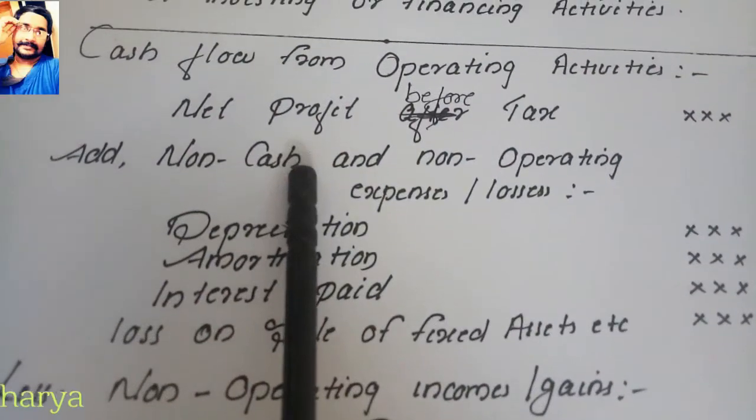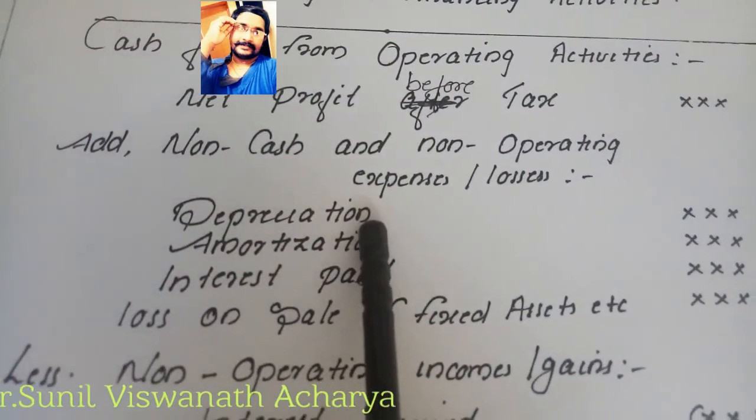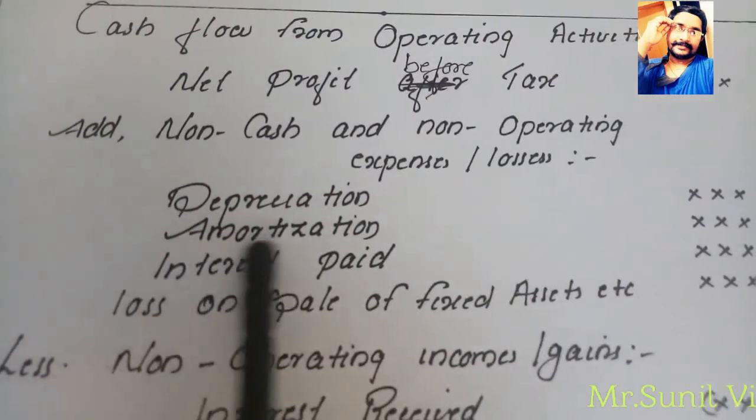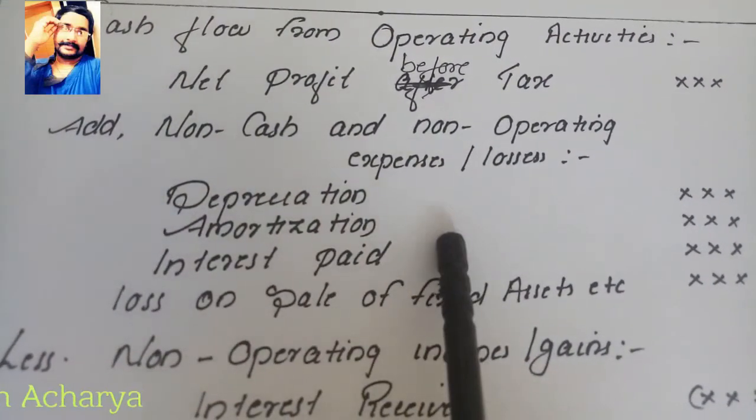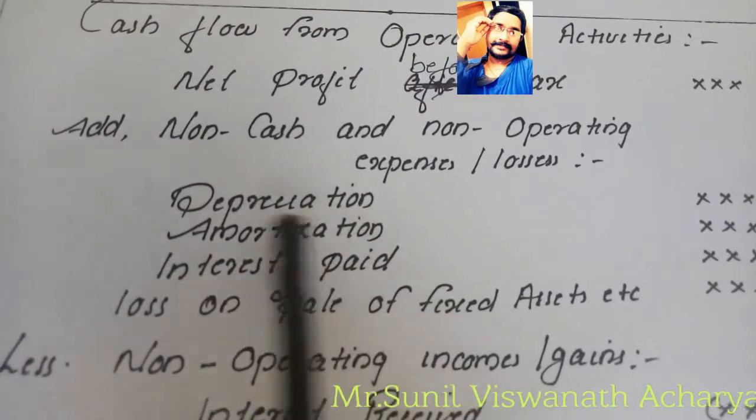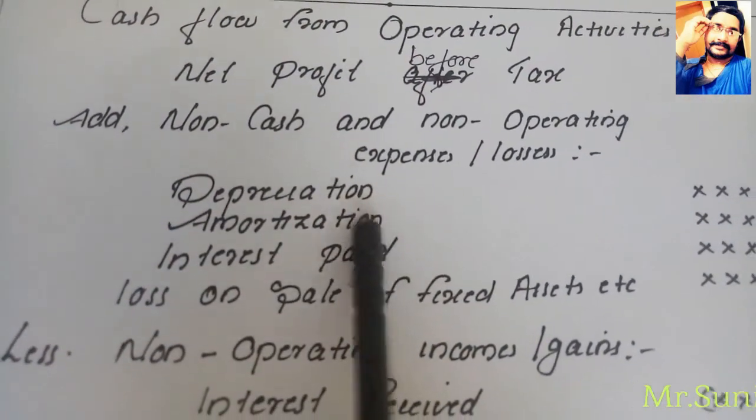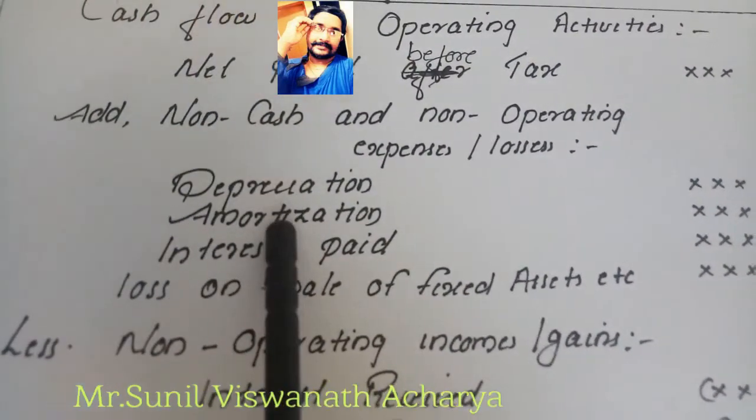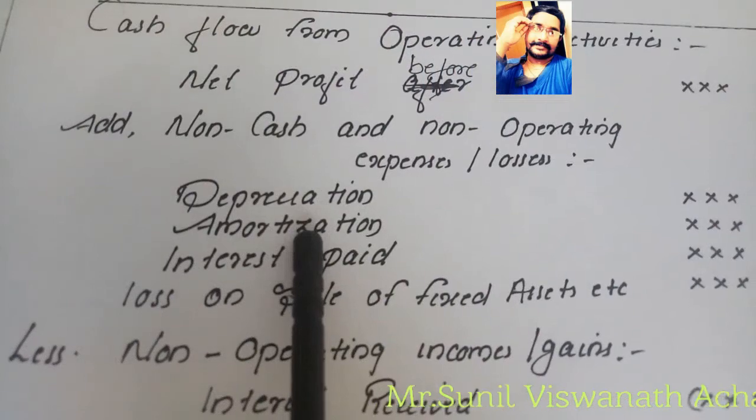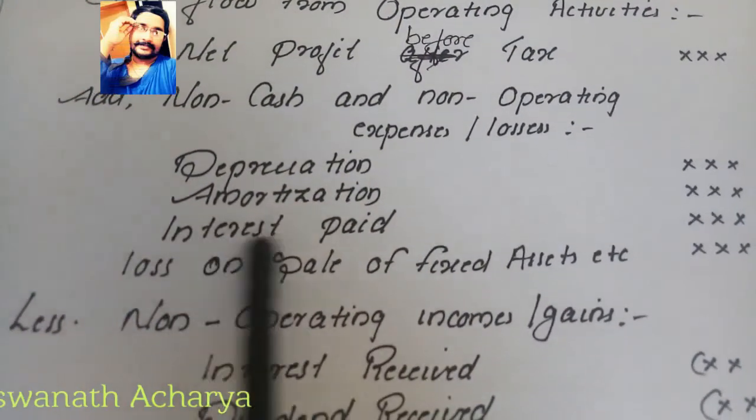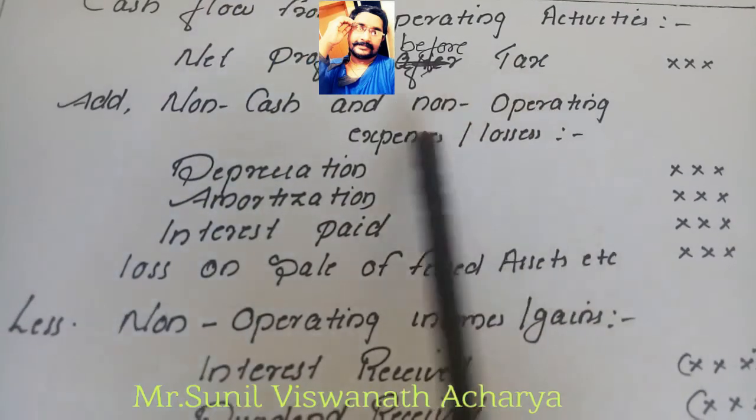Non-cash expense examples are depreciation, the decrease in fixed asset value. Amortization is the decrease in value of intangible assets like patent, copyright, trademark, goodwill. These all are non-cash expenses that we have to add, because they were already deducted from the profit in the profit and loss account. Then interest paid is a non-operating expense.